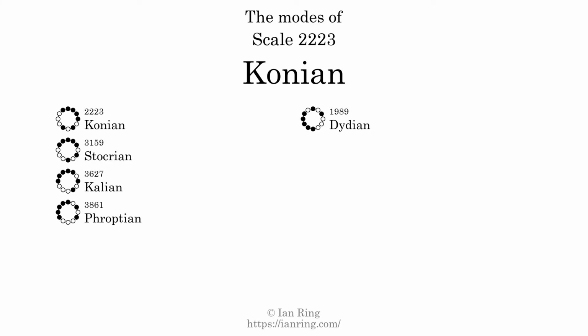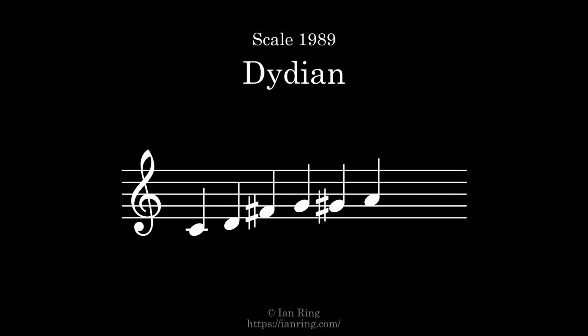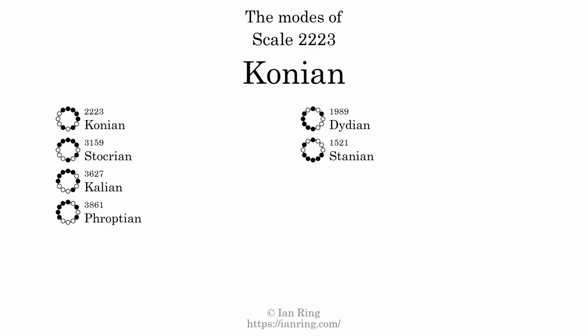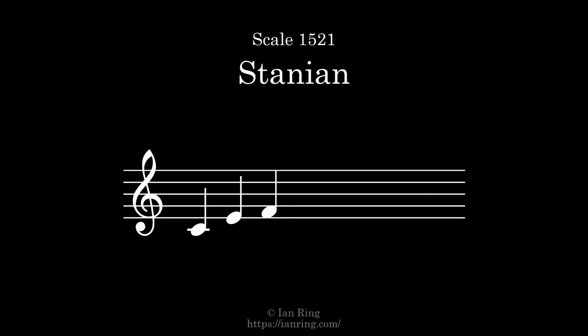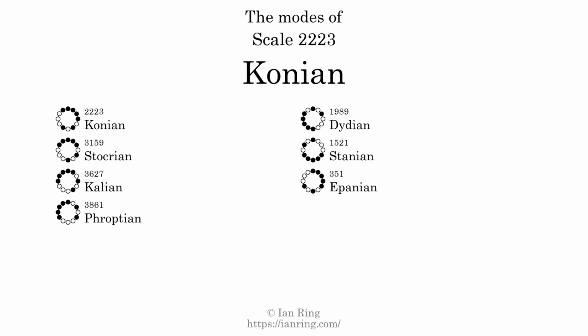The fifth mode is scale 1989, also known as Didion. It sounds like this. The sixth mode is scale 1521, also known as Stanian. It sounds like this. The seventh and last mode is scale 351, also known as Opinion. It sounds like this.